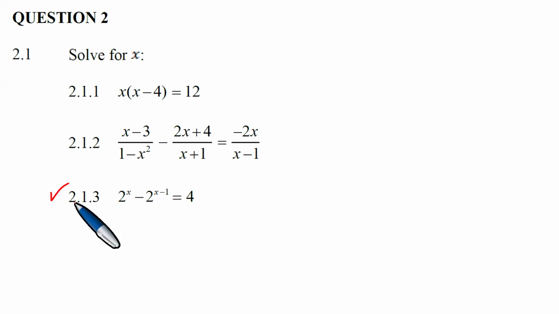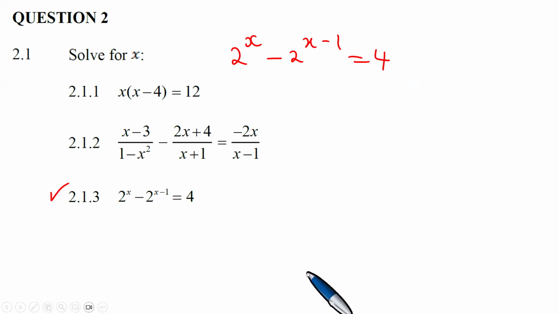Right, so we're doing right now 2.1.3. They gave 2 to the power x minus 2 to the power x minus 1 equals 4. So what do we do here? We need to solve for x.